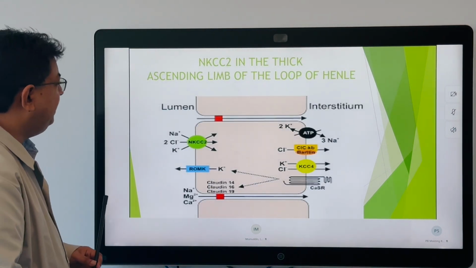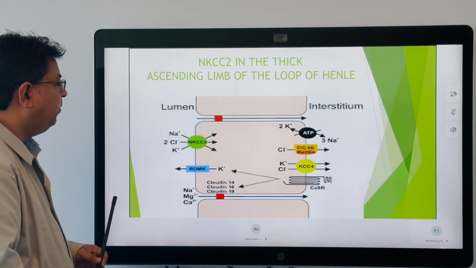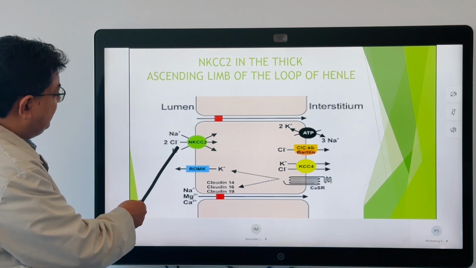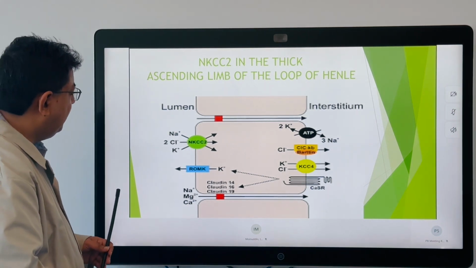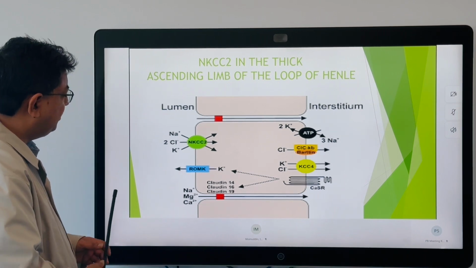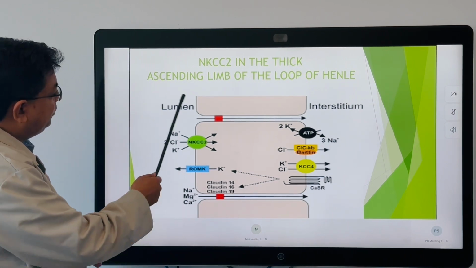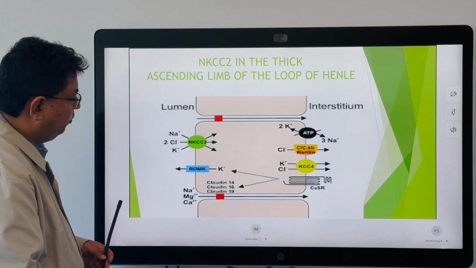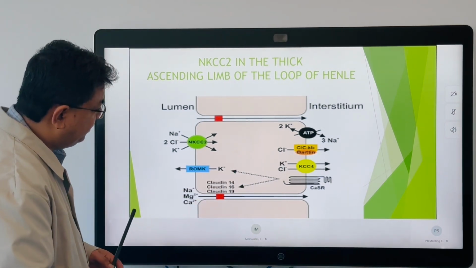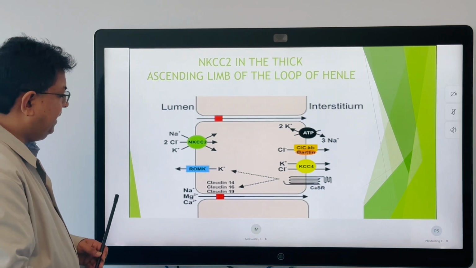Now let's go to the thick ascending limb of the loop of Henle. And here you see that the sodium-potassium-2-chloride transporter will move sodium and potassium and chloride across the luminal membrane into the cell of the thick ascending limb of the loop of Henle. Subsequently, sodium is conserved via the sodium-potassium ATPase.